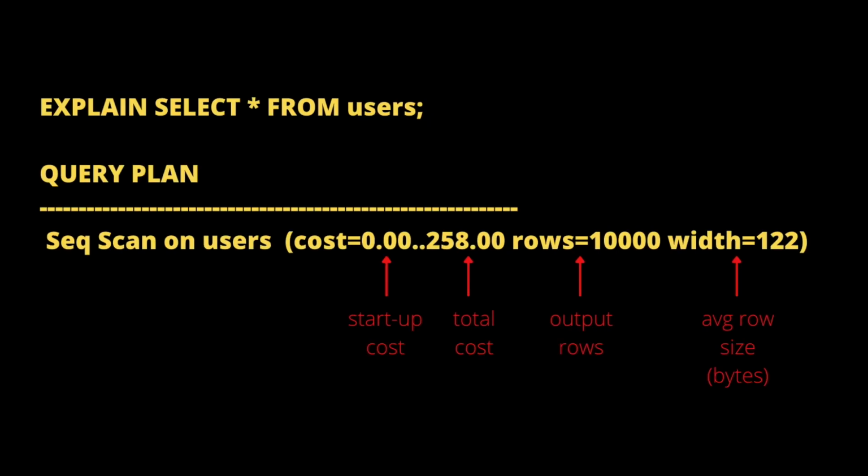To start with, I'm going to show you a really simple query plan. And this is the plan for select star from users table. It's basically loading up all the rows in the users table. In order to see the query plan, you just need to put the explain in front of the select query.